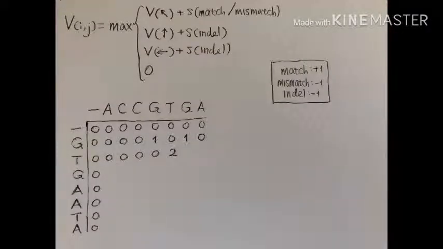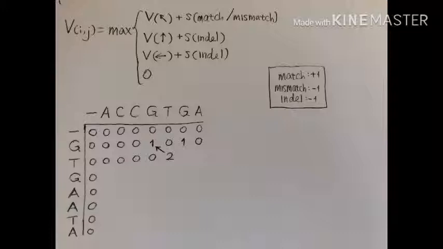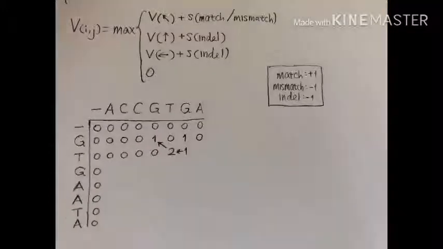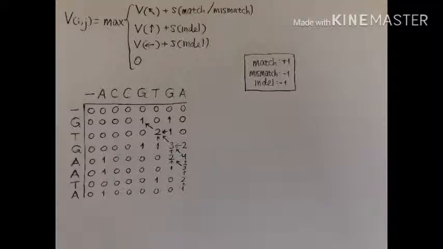Once we hit a second match in a row, as we do here, we go from 1 diagonally to the 2. We pull an arrow from the 2 back to the 1 because that's the number that yielded this 2. So we continue on with the rest of the table, only pulling arrows between numbers that are higher than 0.